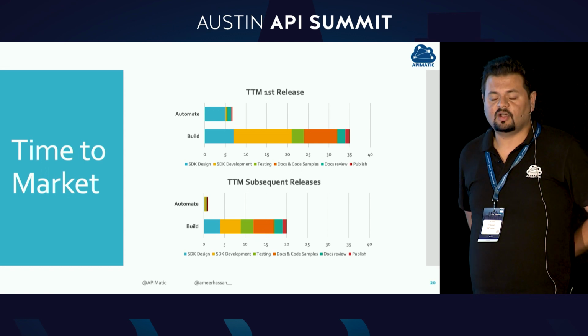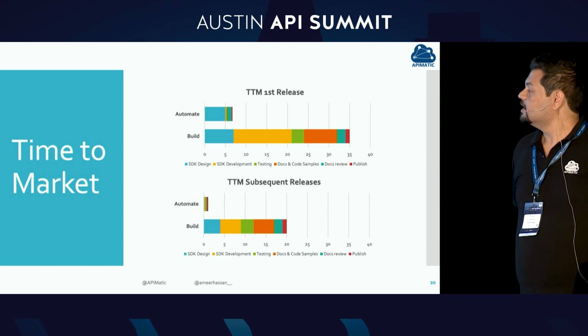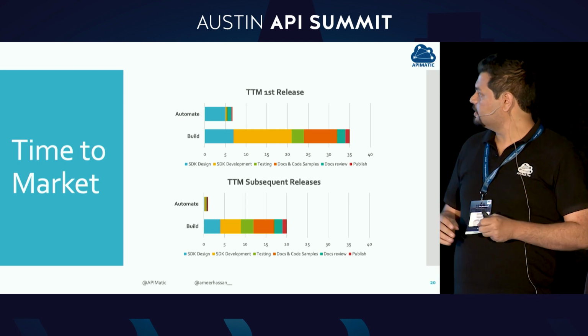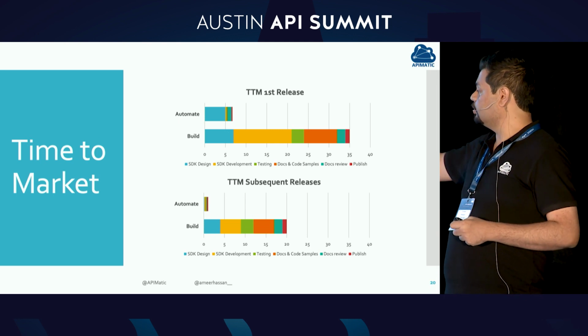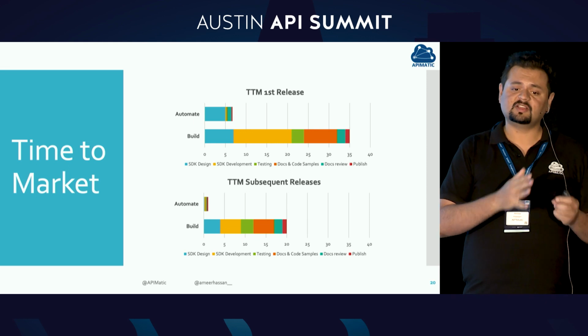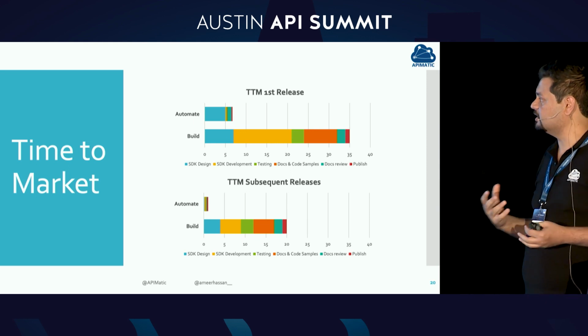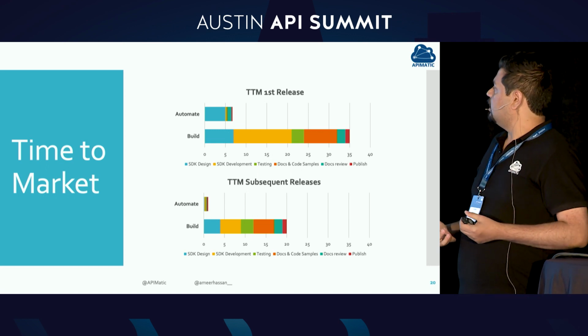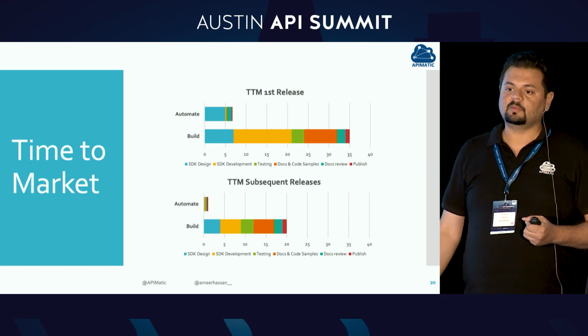So moving on to the next cost, time to market. So if you're building versus automate, you have to go through, if you're doing it for the first time, a series of processes in terms of designing the SDK, getting the development done, testing, getting the docs ready, and then ultimately going on to publish.